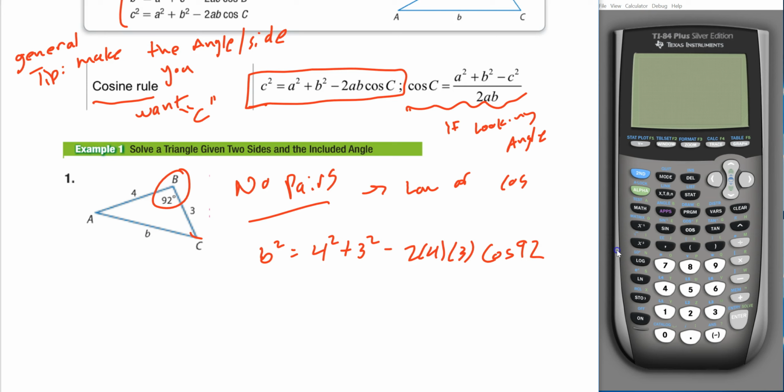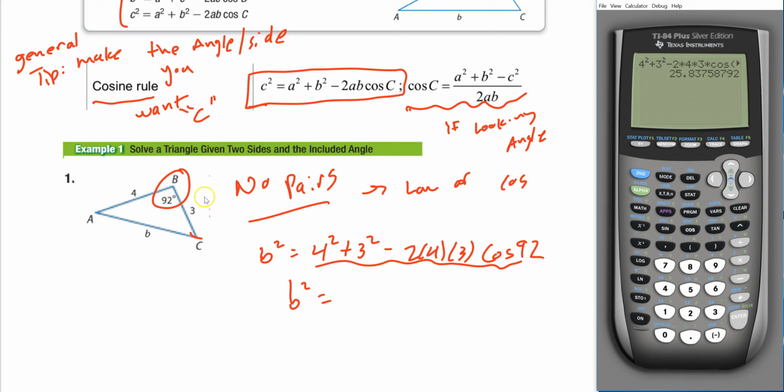Now, look at this. They're all numbers. You've got to put that into your calculator. Don't be a hero, just plug it into your calculator. So turn it on, in my case. You go 4 squared plus 3 squared minus 2 times 4 times 3 times cosine 92.